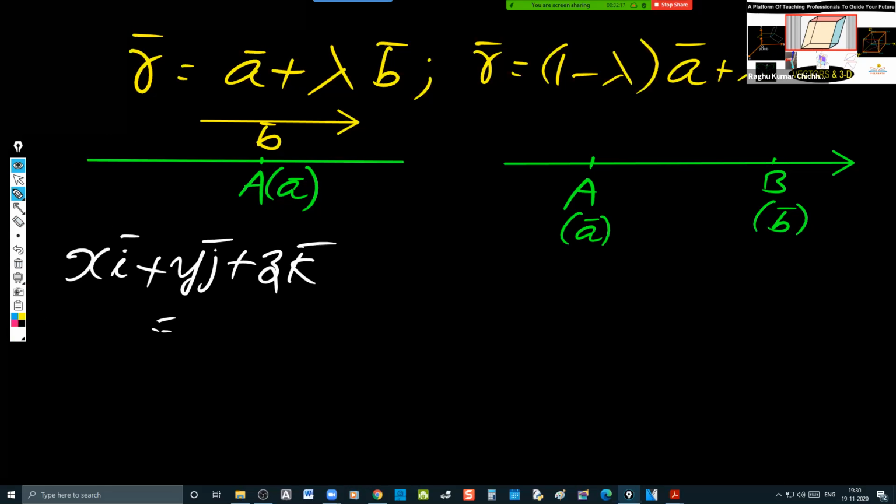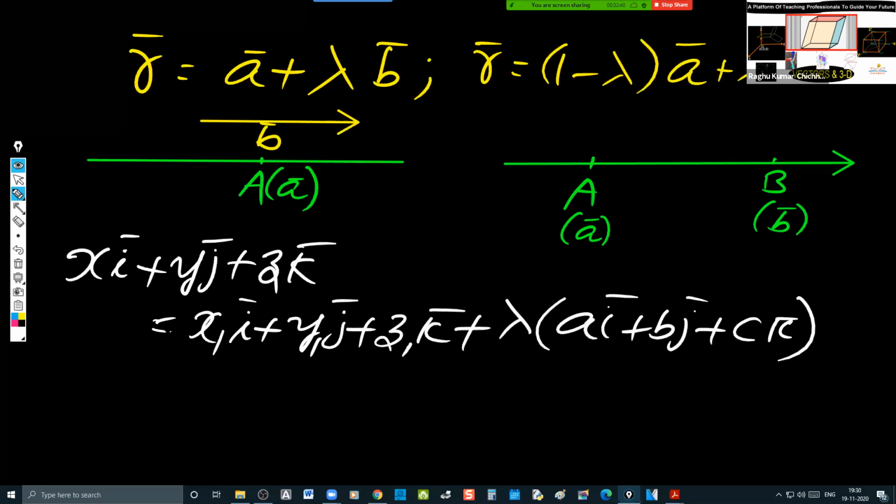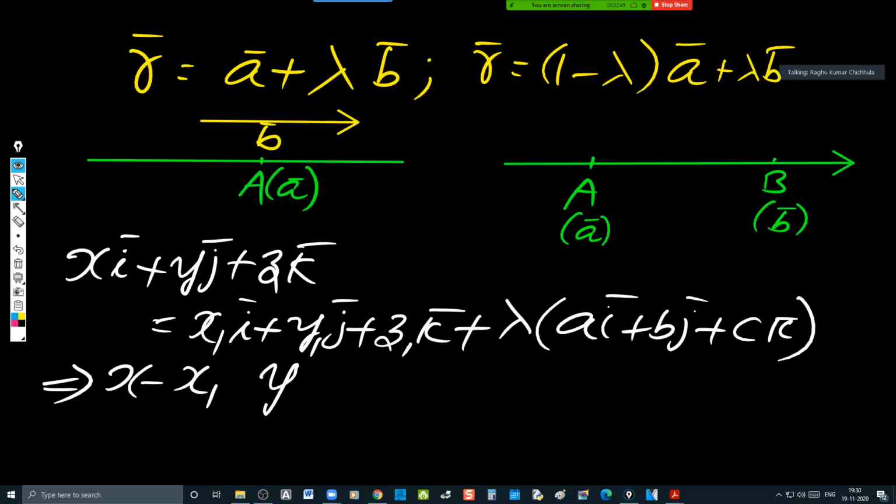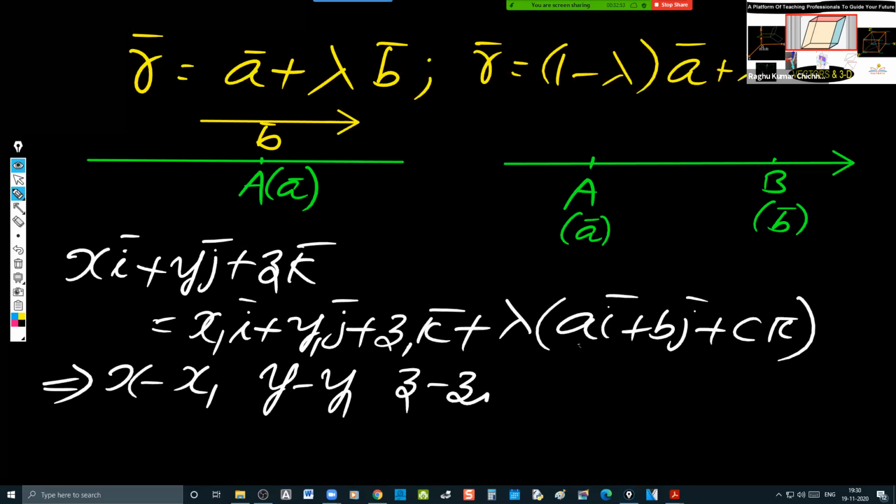Okay. Now a bar, let us take it as x1 i plus y1 j plus z1 k, plus b bar, the parallel vector, generally taken to be ai plus bj plus ck. This is what I explained in the previous class. Now, come on, tell me, what do you get if you take i bar common: x minus x1. If j bar is taken common: y minus y1. z minus z1.